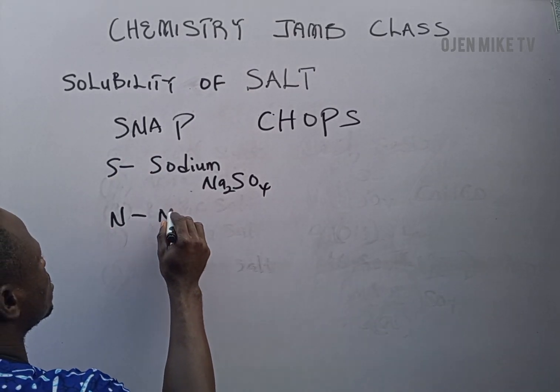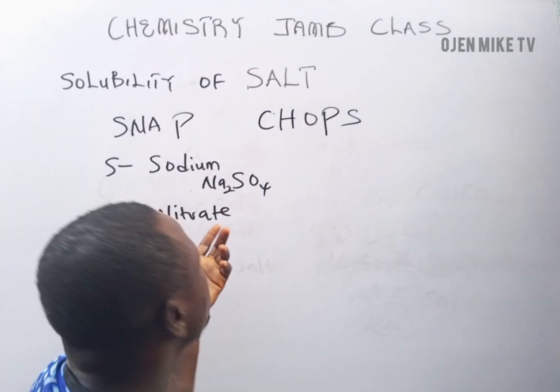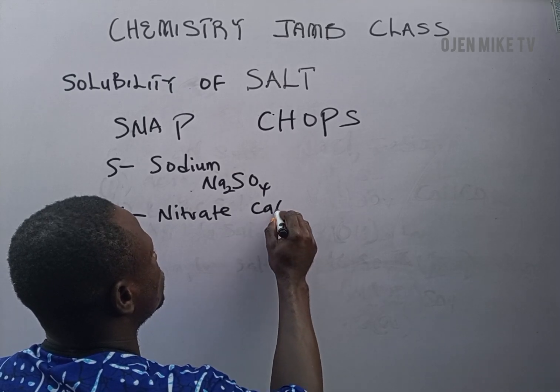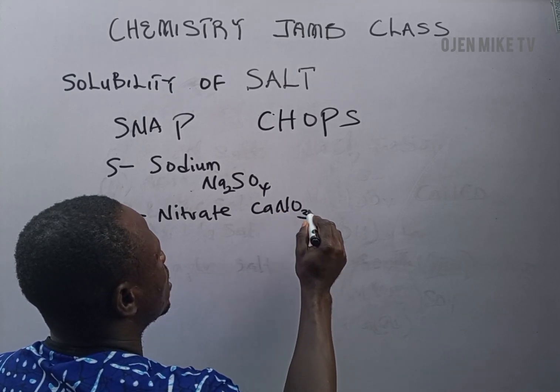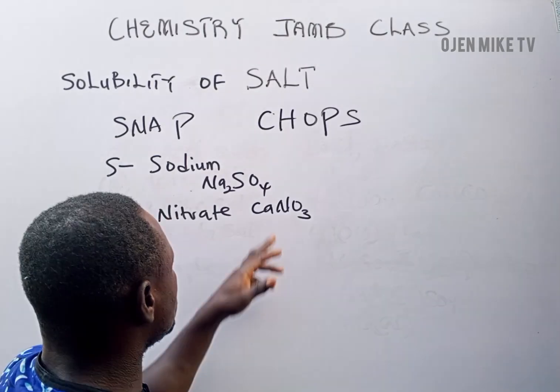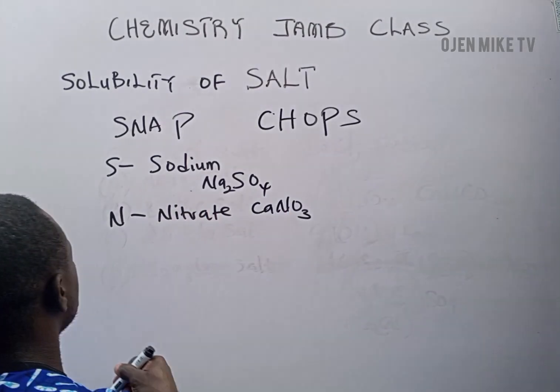The next one is nitrate. N stands for nitrate. Any salt that contains nitrate, for instance calcium nitrate, is soluble. Any salt that contains nitrate is soluble.